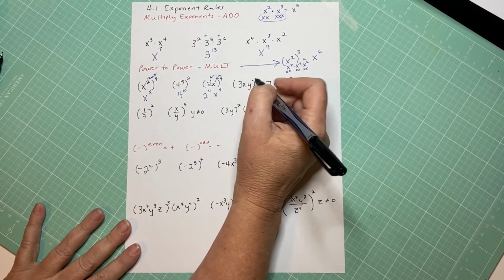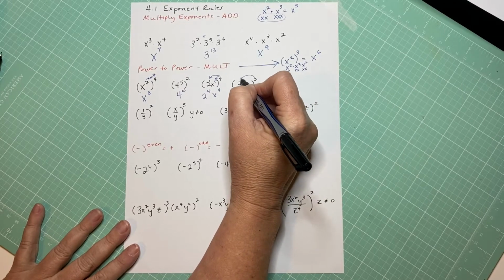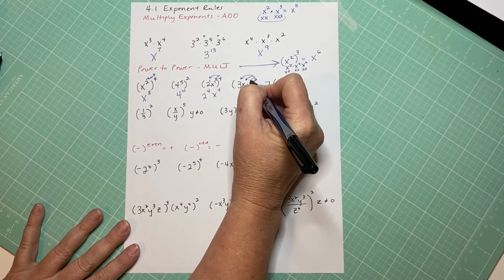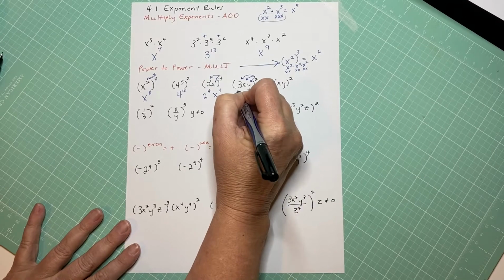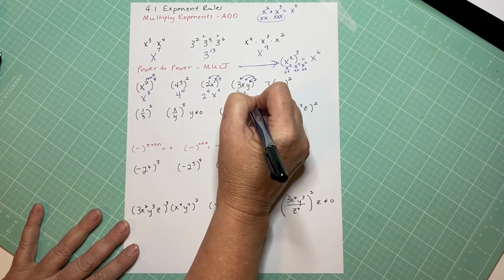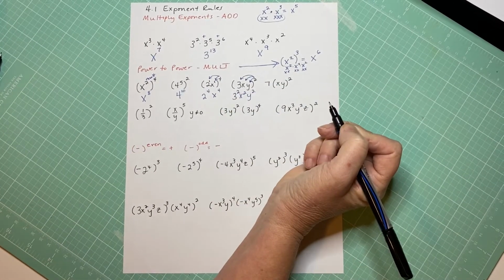So this one has a shortcut. I just know that the 2 is going to go to the 3, the x, and the y. So it's just 3 to the 2, x to the 2, y to the 2.